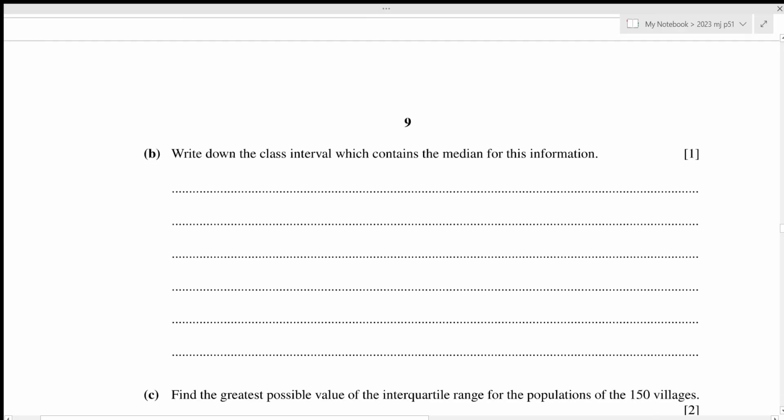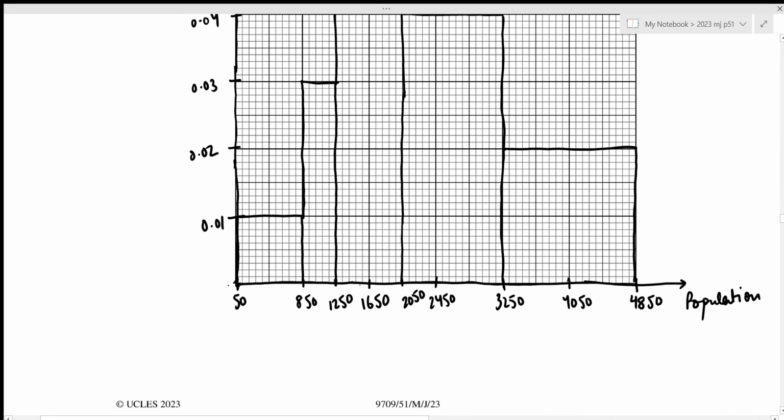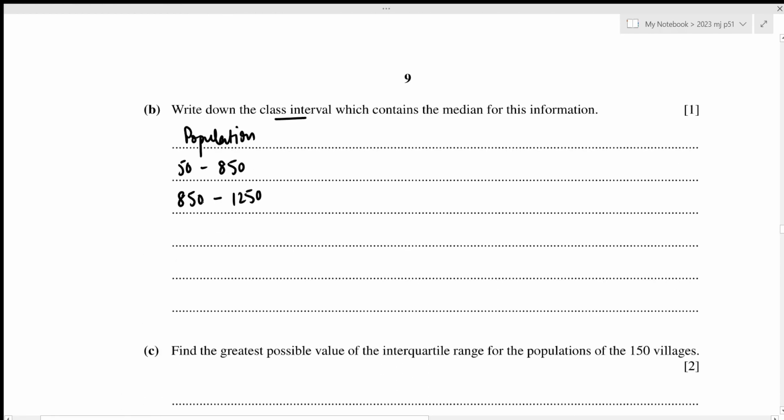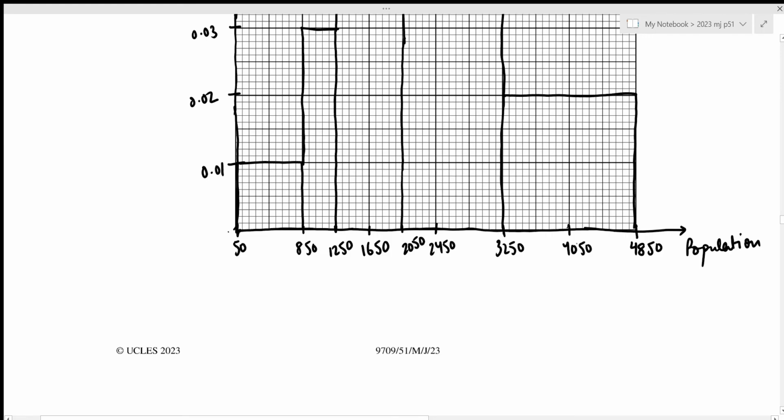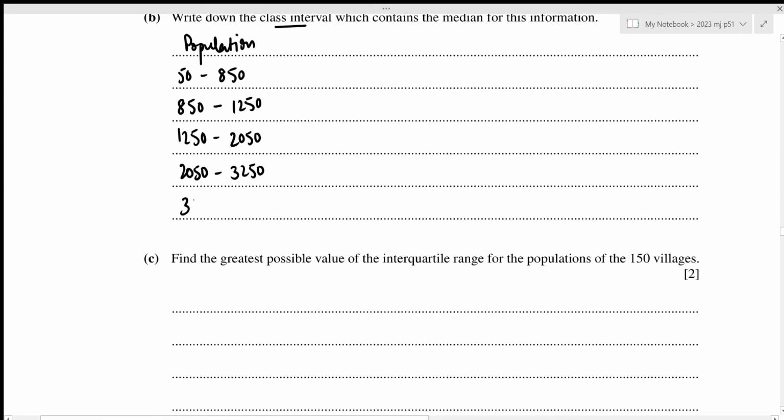Now for the second one, we need to write down the class interval which contains the median for this information. Okay, I think for median, it's better to list down our intervals. So first one was from 50 to 850, 850 to 1250, I think. Yeah, then 1250 to 2050. Then we have 2050 to 3250 and 3250 to 4850.